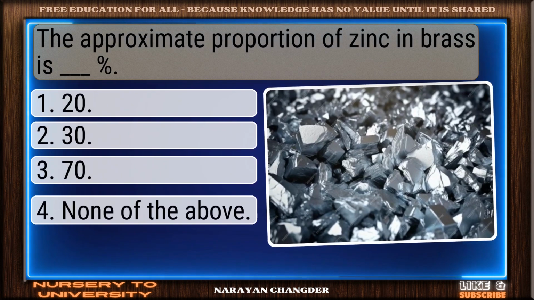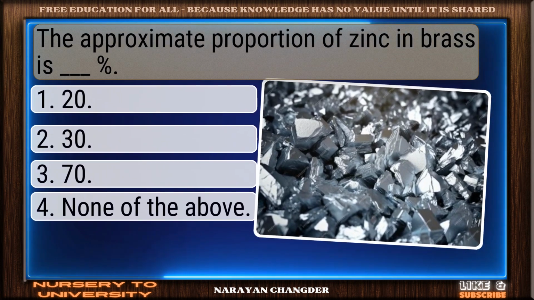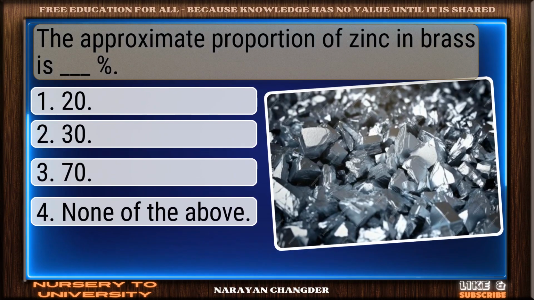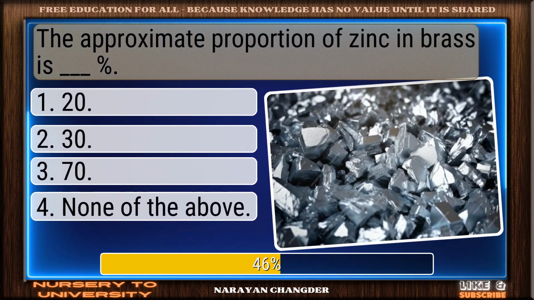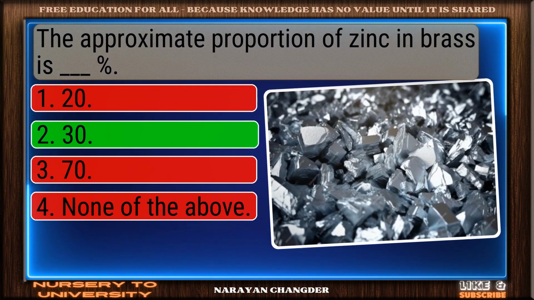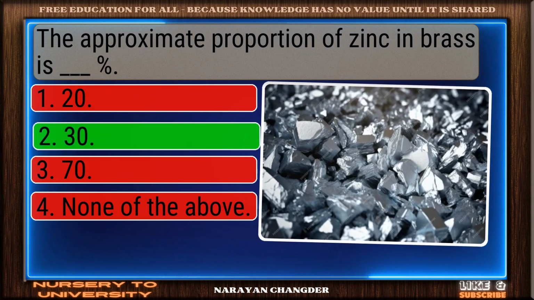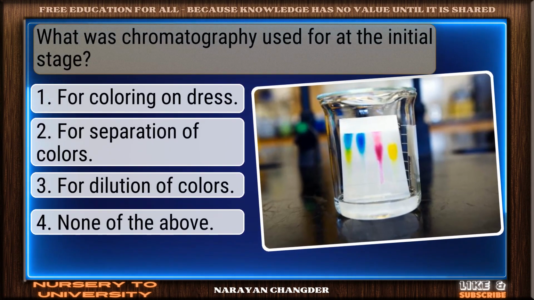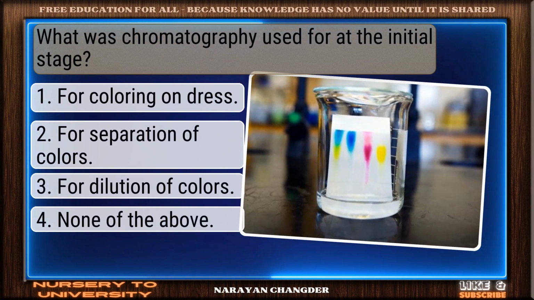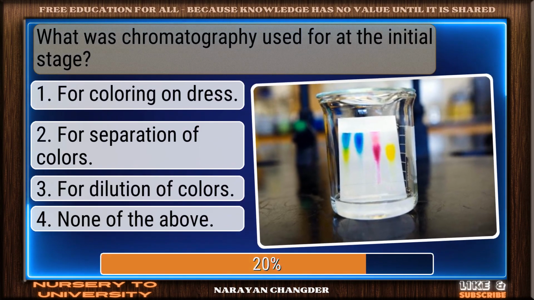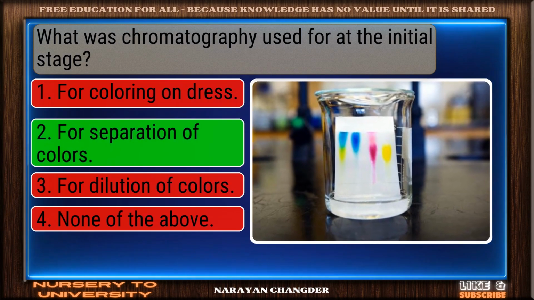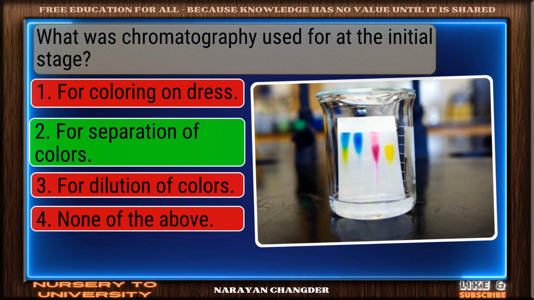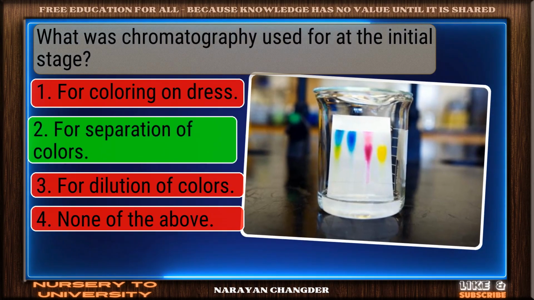Question number 160. The approximate proportion of zinc in brass is dash %. Great job. 30 is the accurate answer. Question number 161. What was chromatography used for at the initial stage? Well reasoned. For separation of colors is the correct choice.